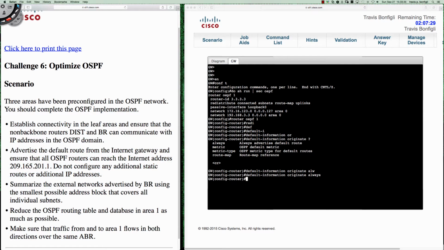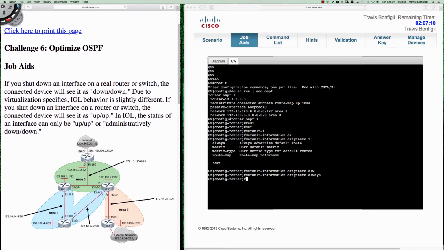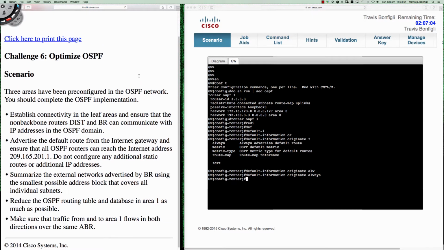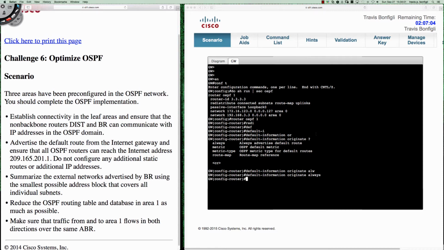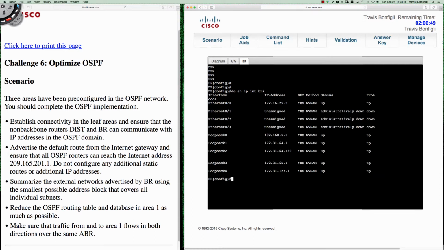Next: summarize the external networks advertised by BR, the branch router, using the smallest possible address block that covers all individual subnets. Let's tackle this one right now. To see what we're looking at here, we've got those external networks. Let me read this again: summarize the external networks advertised by the branch. So let's pull that branch router up. It looks like we've got 4 loopbacks, probably the same as we saw in challenge activity 5. We'll go from user exec to privilege exec into global config, and I'll say do show ip interface brief.